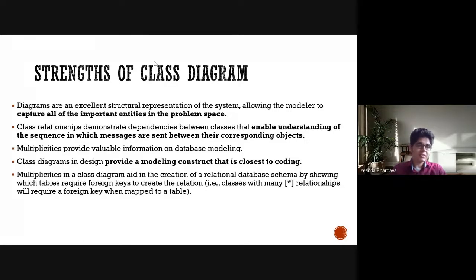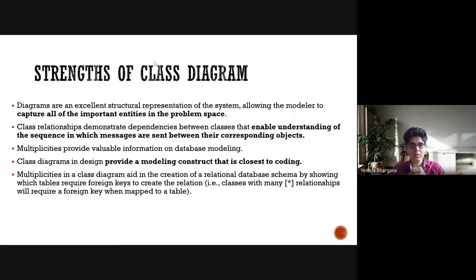The other advantage is that because they demonstrate dependencies between classes, they foster the understanding of the sequence in which messages are sent between the corresponding objects. So you know which class is communicating with other class, and which class is inherited by the other classes. So all these kind of relationships are clear to you, which lead to deeper level of understanding between the multiple objects in your program. Then multiplicities can provide some information on how to model your database.